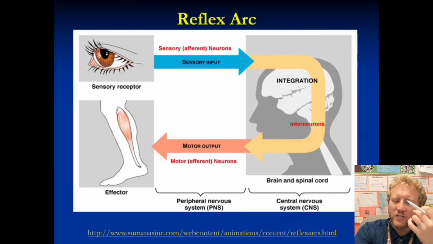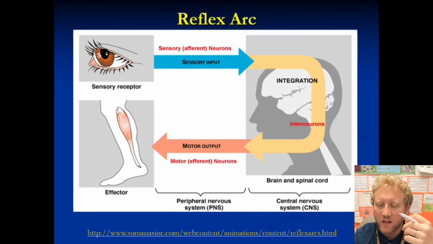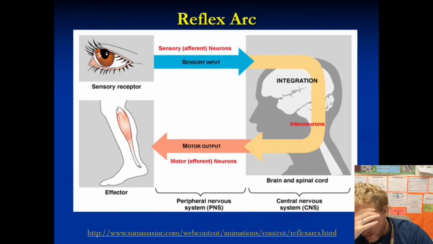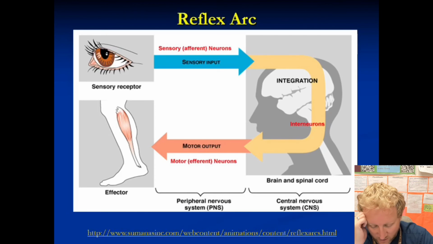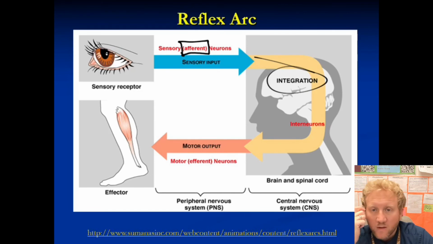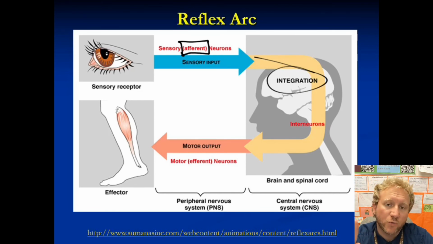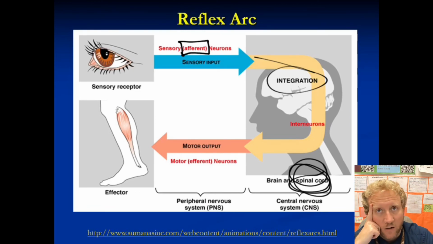This is similar to that particular process going to your brain, which is the reflex arc. Now, your sensory neurons are going to be part of the afferent division, bringing information to the brain, where it's going to be integrated. In some true reflexes, you can actually skip the brain and go straight to the spinal cord right here.